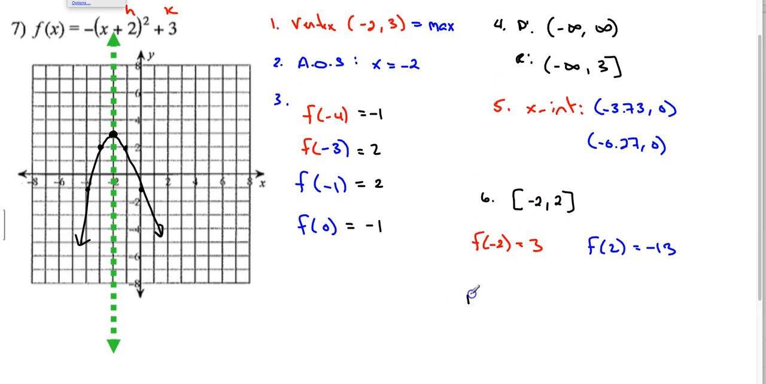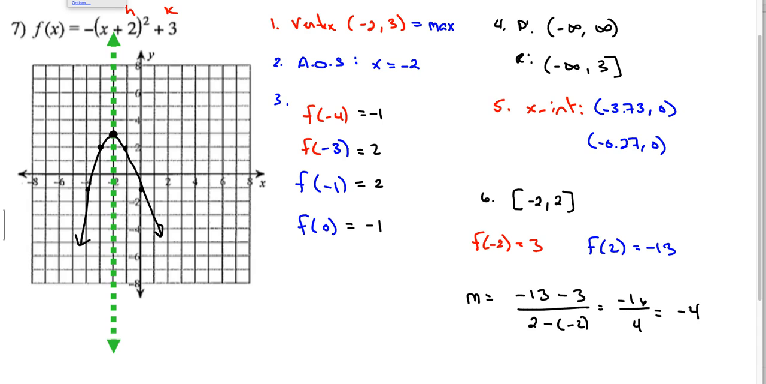So let's find my slope. M equals y sub 2 minus y sub 1 over x sub 2 minus x sub 1. -13 minus 3, -16. 2 minus -2, 4. And the average rate of change on that interval is -4.